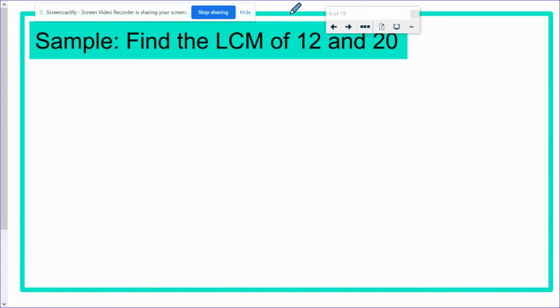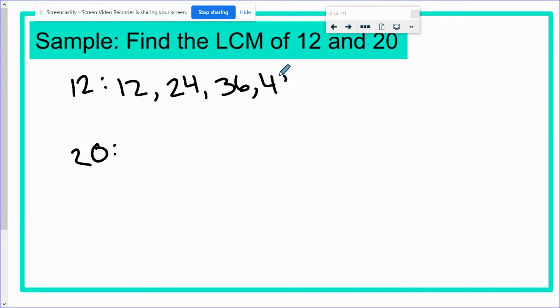All right, so let's find the LCM, or least common multiple, that's the shorthand for it, of 12 and 20. So first thing I'm going to do is list my multiples of both numbers. I like to start with the first 5 and then keep going if I need. So let's do 12. 12 times 1 is 12. 12 times 2 is 24. Times 3 is 36. Times 4 is 48. Times 5 is 60.